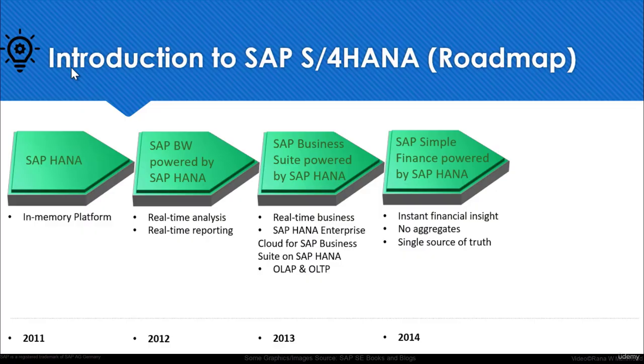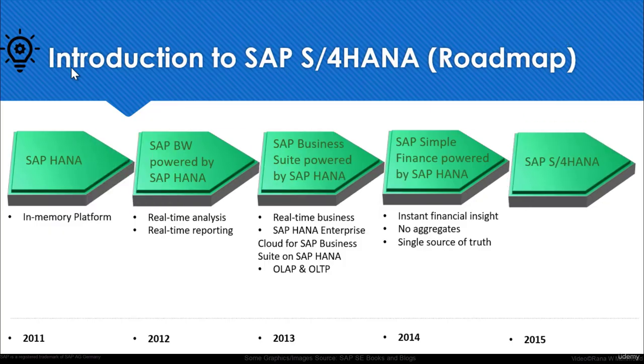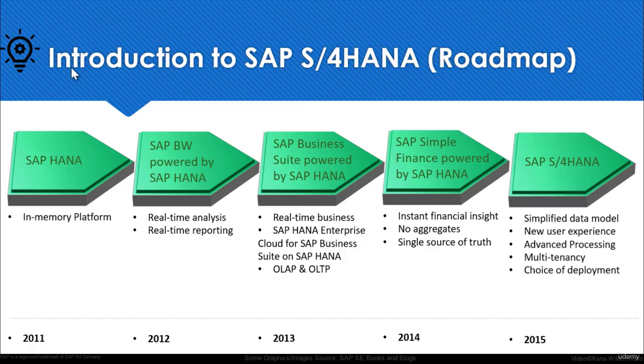In the spirit of one single data model and one single source of truth, a new table, ACDOCA, for the Universal Journal as a single source of truth has also been introduced in SAP S4HANA, and I will explain the universal journal in one of our upcoming lectures. In 2015, SAP S4HANA Business Suite was introduced, which brings a simplified data model through the universal journal, which is a single source of truth.